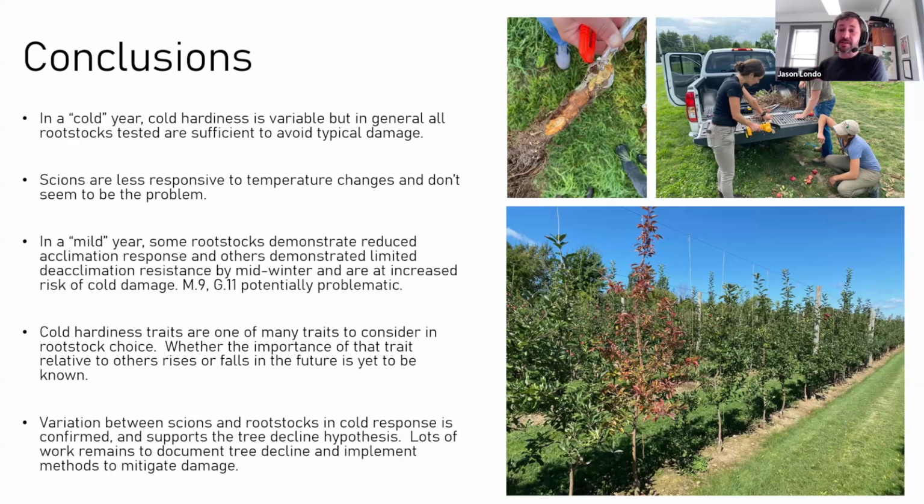In a mild year is when we start having some issues. Some rootstocks are demonstrating reduced acclimation and enhanced deacclimation, or the loss of cold hardiness, when we have mild winters. In particular, M9 and G11 and even G214 look like they're problematic.